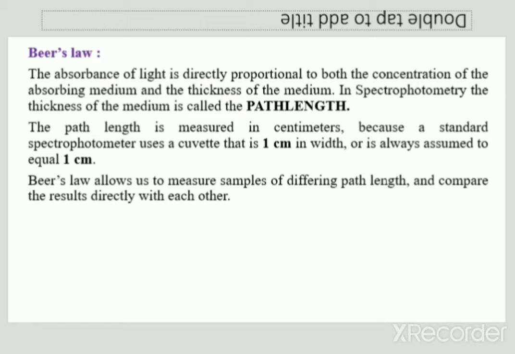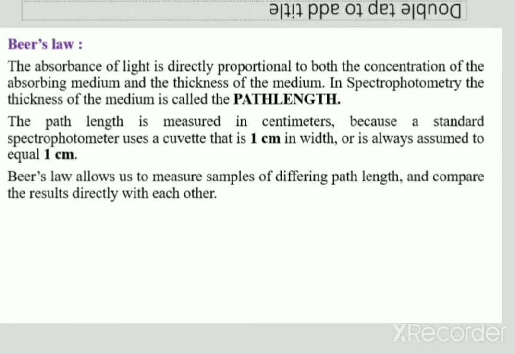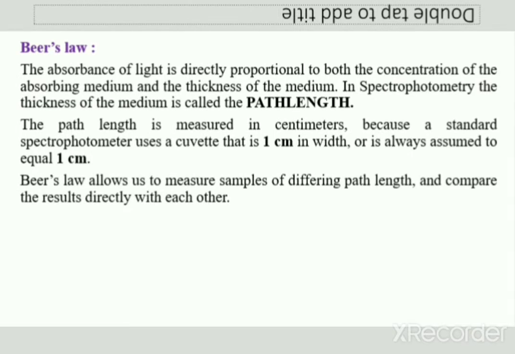Okay, then in spectrophotometry the thickness of the medium is called the path length. So in spectrophotometry language, the thickness of the medium is called the path length, which is measured in centimeters. So why is it measured in a centimeter? Because a standard spectrophotometer uses a cuvette.